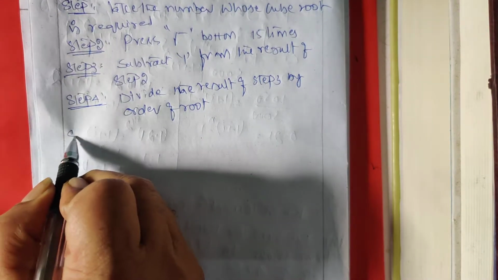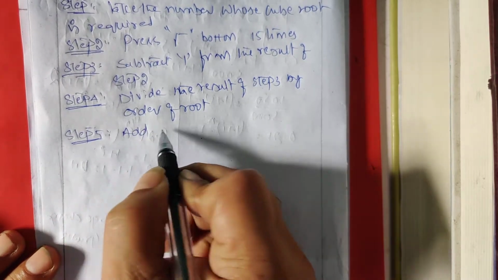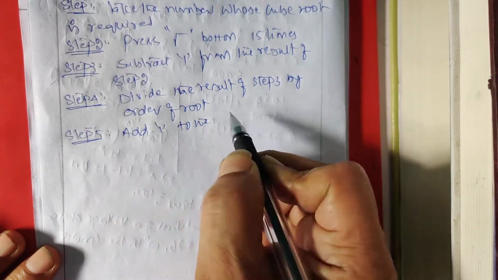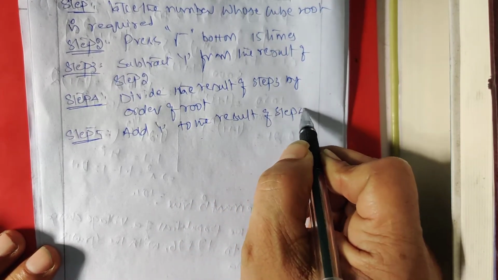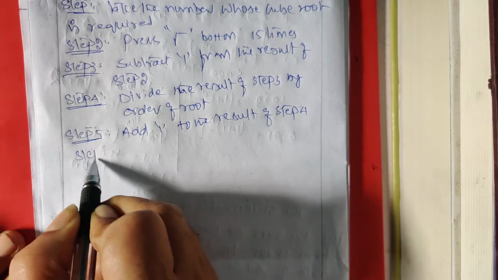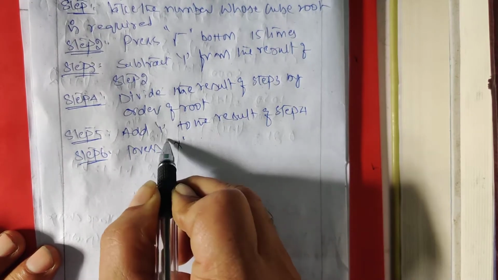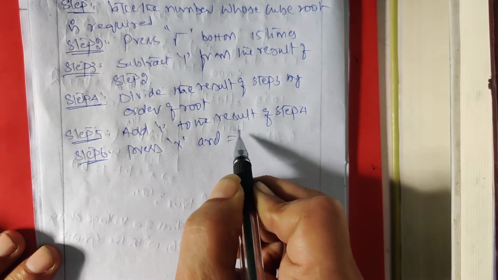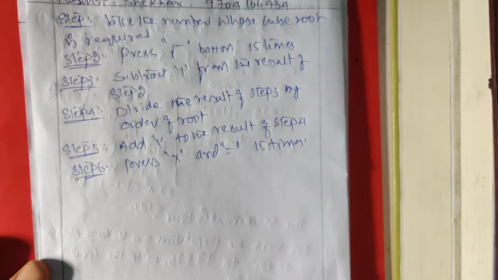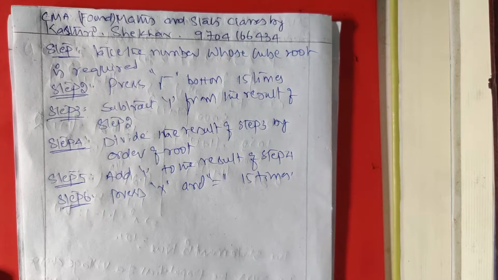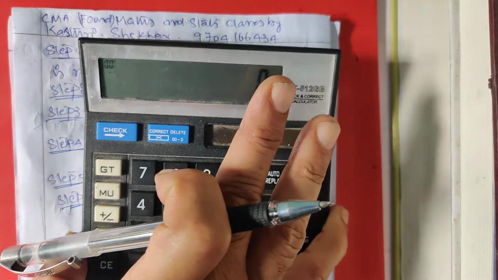Now let us see step 5: add 1 to the result of step 4. Last step, step 6: press into and is equal to 15 times. This is the process, sir. You have to remember this to get the root of any number. It is not only square root, it can be cube root, fourth root, 10th root, etc.